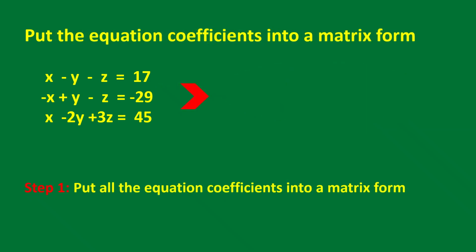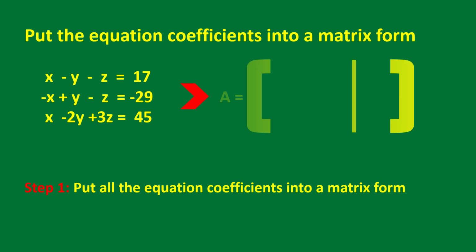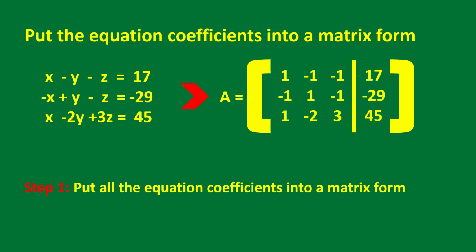The first thing we need to do in Cramer's rule is to put all the coefficients of the equations into a matrix form. Remember, it's the coefficients that we put into the matrix. Suppose we call it matrix A for our purposes. We have put all the coefficients of variables x, y, and z, and also the result coefficients into their respective columns of the matrix.